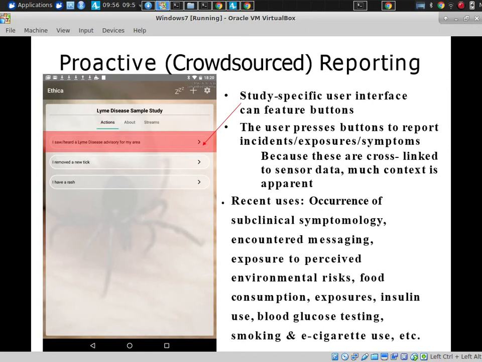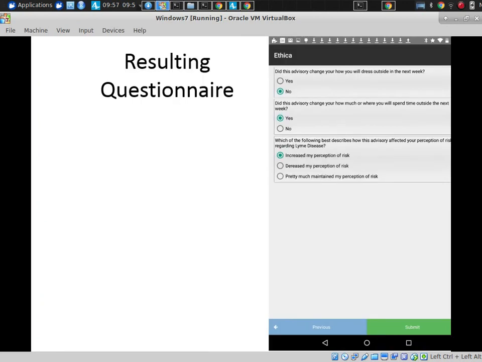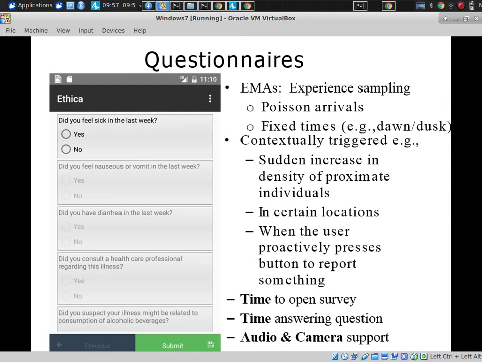What do you wish that advisory had contained? And we've done this for dozens and dozens of studies around the world, predominantly in Europe, Australia, North America, for different types of health needs. So the questionnaires are quite specific to the needs.